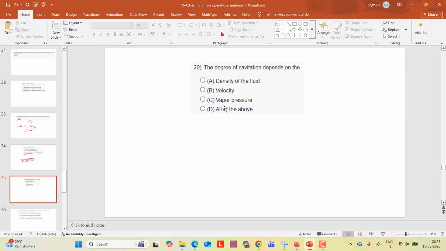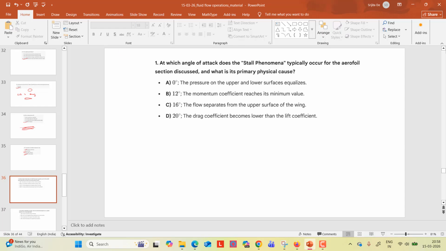The degree of cavitation depends on the density of fluid, velocity, vapor pressure, all of the above. So it is also the answer, all of the above. Because cavitation will depend on the density of the fluid, right? Because it is also dependent on the speed of the fluid. So in general, it will be density, velocity, and vapor pressure, all of them. So the right answer is all of them. Okay. So we'll do some more equations, also some more problems.